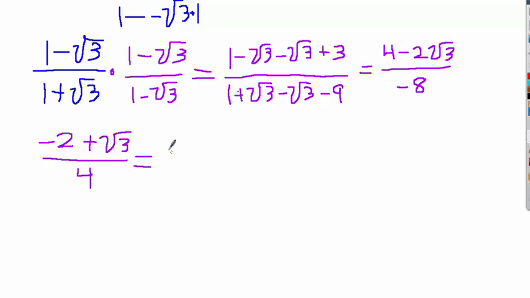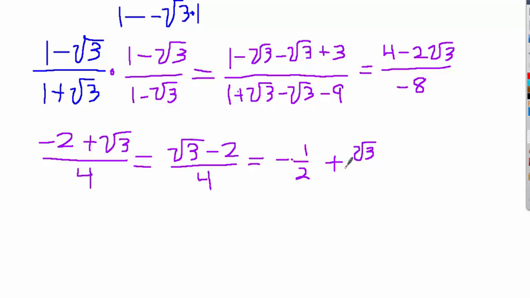Now I do prefer positive in front of negative. So that would be acceptable. The other way I could write this, I could actually do both of these divisions, and I could end up with negative 1/2 positive square root of 3 over 4. All three of these are acceptable forms. This is not.